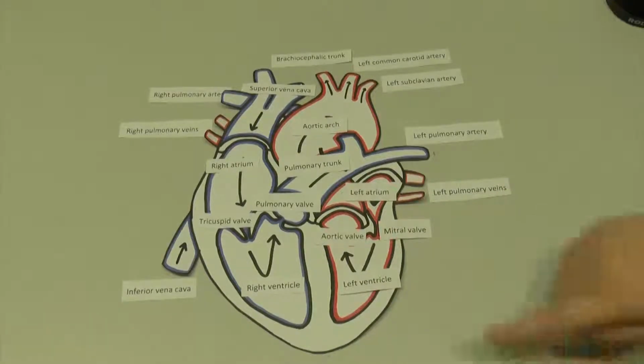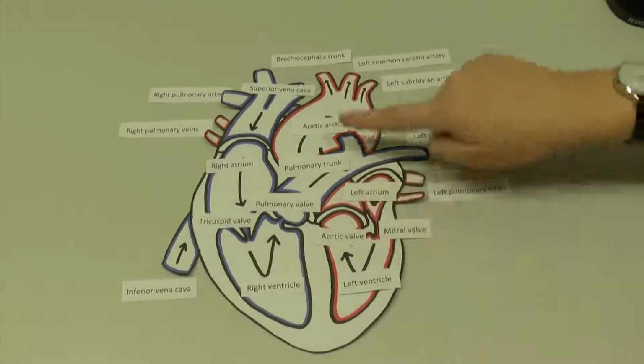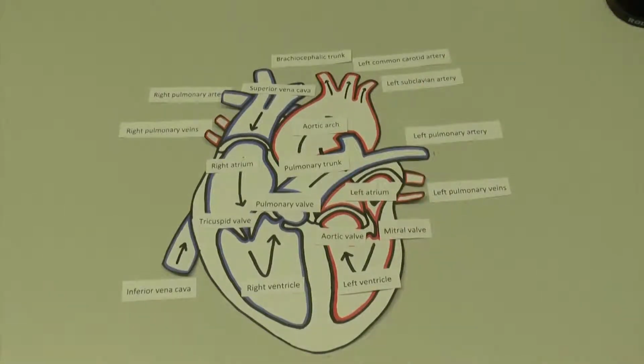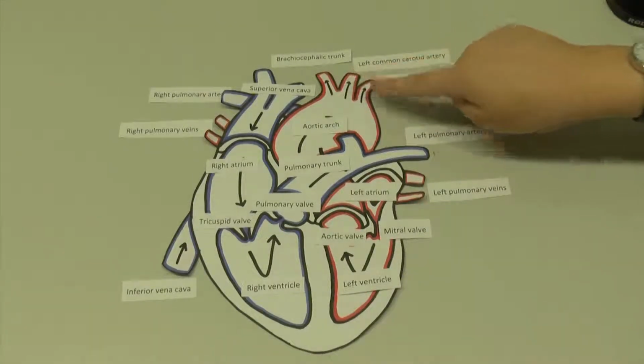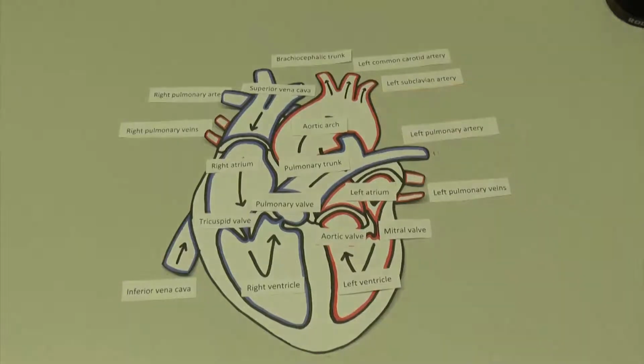The left ventricle has a thicker muscular wall than the right ventricle, so it can pump blood around the body at a higher pressure. The blood then exits the heart to systemic flow via the aortic valve to the aortic arch. The aortic arch then branches into the brachiocephalic trunk, the left common carotid artery, and the left subclavian artery.